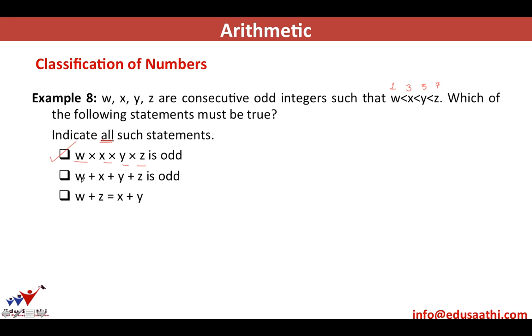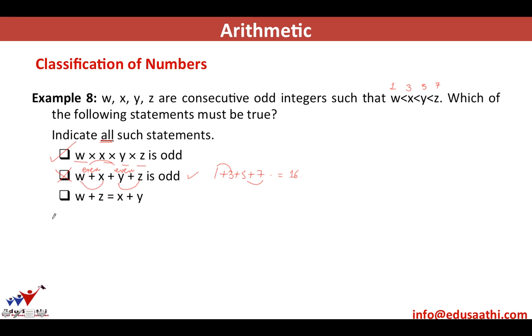Now, odd plus odd would give you an even answer. Odd plus odd would also give you an even answer. And even plus even would give you an even answer. This statement is incorrect. However, if you want to try with an example, you can also do that. This is 4 and this is 12. The total answer that you would get would be 16, which is not odd.